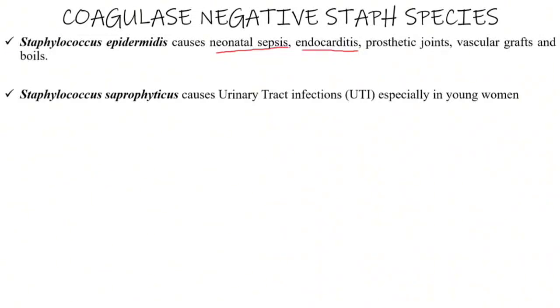And staph saprophyticus causes urinary tract infections, especially in young women. And statistically, staph saprophyticus is second to E. coli in causing urinary tract infections. So there's a high frequency there.